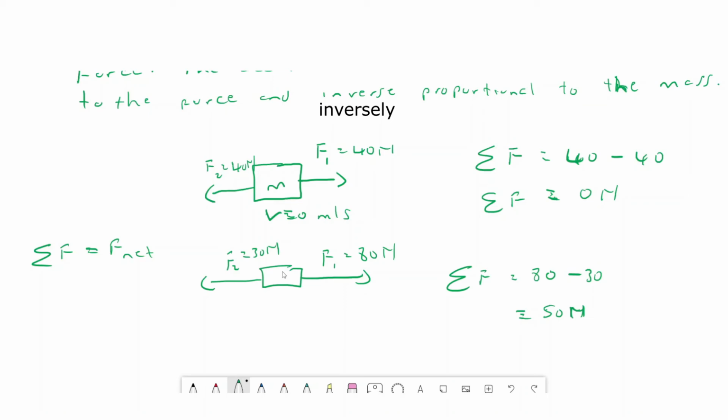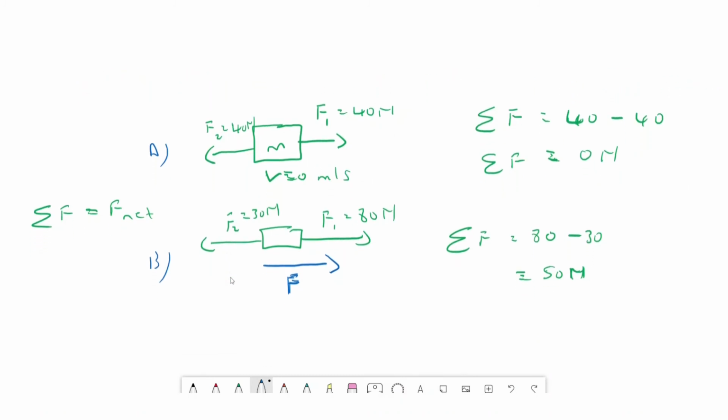How about this one? Here we can say that the net force, let's call it F, which is the sum of all the forces, is in that direction. So there is a net force in the second case. If this is case A and this is case B, there is a net force on case B.